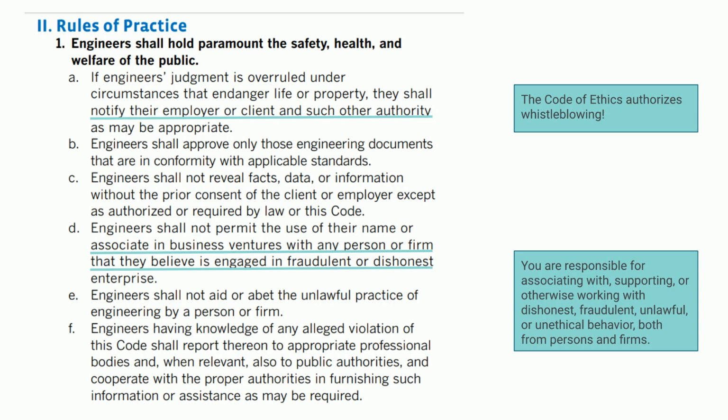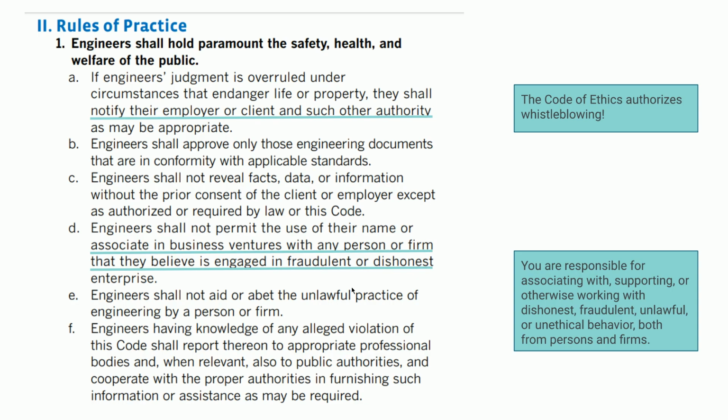So you can imagine a situation where an engineer is working for a firm and that firm is engaged in some illegal activities, but those activities don't really have anything to do with what that engineer is doing. That engineer is doing all his work on the up and up. All his work is within the law and is perfectly legal and is perfectly fine. The engineer is not himself violating any ethical principles, but the firm that the engineer works for is. If the company is violating ethical principles, the claim here is that the engineer should not associate themselves with any business that they believe is engaged in fraudulent or dishonest enterprise.